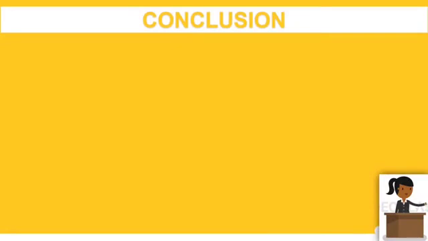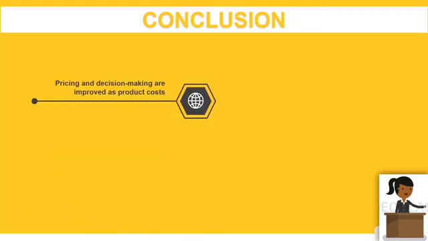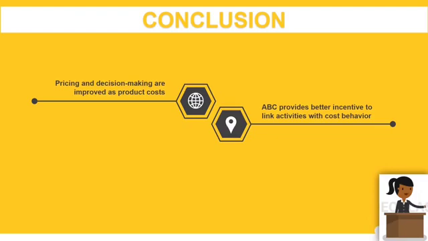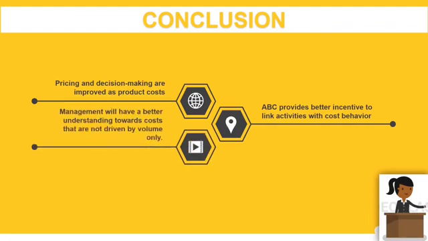In conclusion, the ABC method is very useful in accounting because it has a lot of benefits. Pricing and decision making are improved as product costs are calculated more accurately, resulting in improved pricing and decision making in general. Second, the ABC method provides better incentive to link activities with cost behavior, and the management will also have a better understanding of costs that are not driven by volume only.